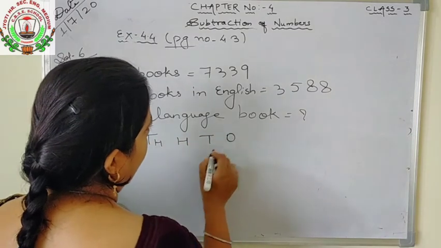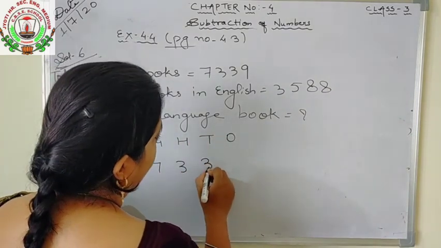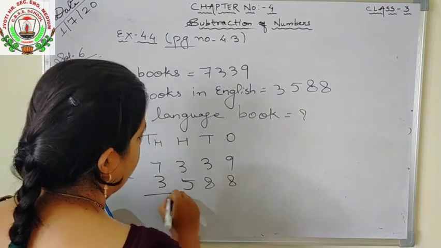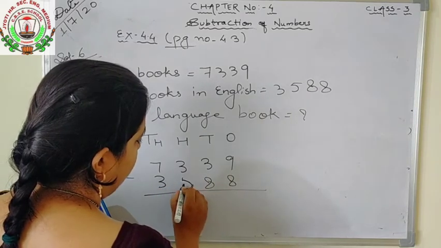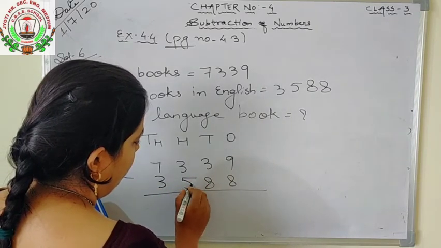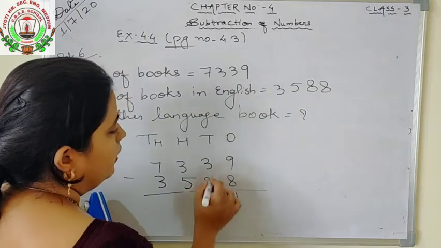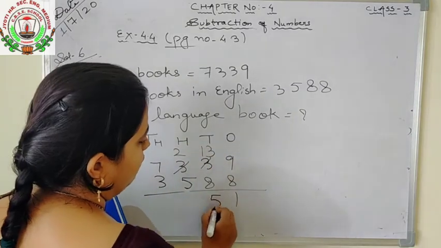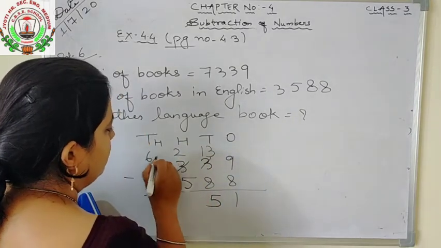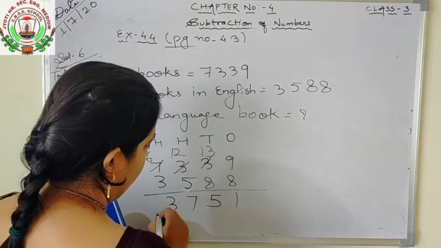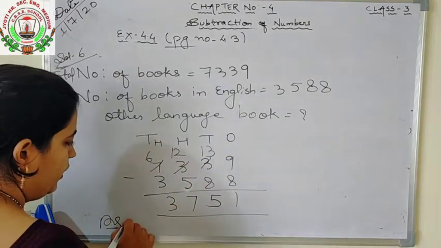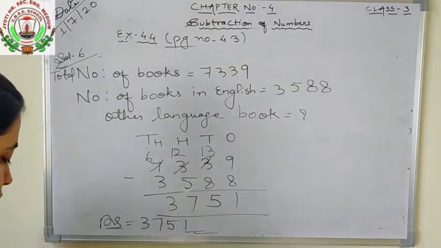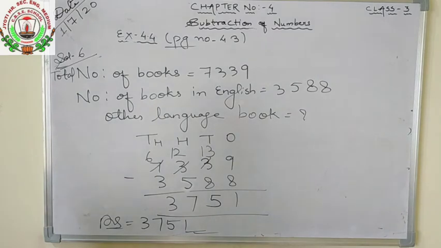Thousands, hundreds, tens, ones. 7,339 minus 3,588. 9 minus 8, 1. 3 minus 8 is not possible, so we will take carry from here. 13 minus 8 is 5. 2 minus 5 is not possible. 12 minus 5, 7. 6 minus 3 is 3. So how many books are there in other languages? 3,751. Okay. Now question number 7.